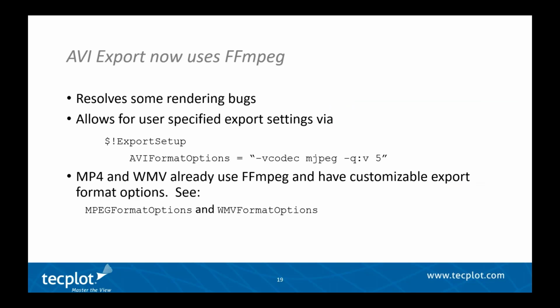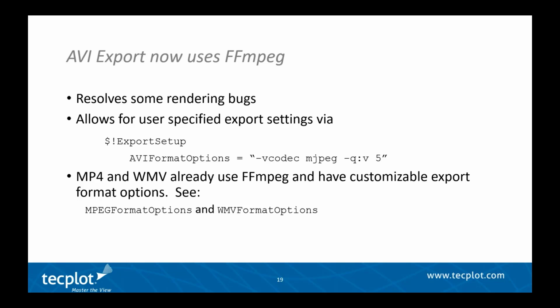AVI export: we've updated this to now use FFmpeg as the backend for encoding those videos. This resolves some rendering bugs. If you were using AVI, you may have occasionally seen, and this only happened on certain machines and only certain frames of the animation, that the bulk of the animation would look fine, but you'd get some frames where, say, the contour legend looked wrong or an image would get inverted. This resolves those issues.